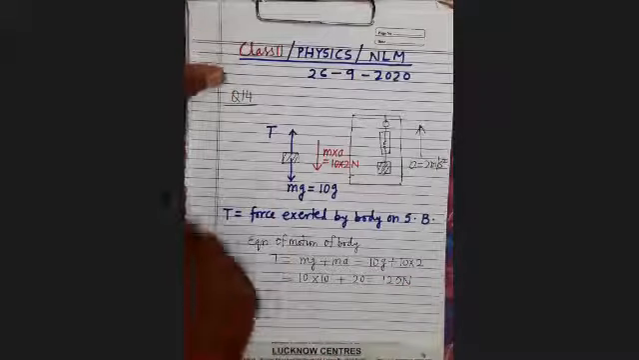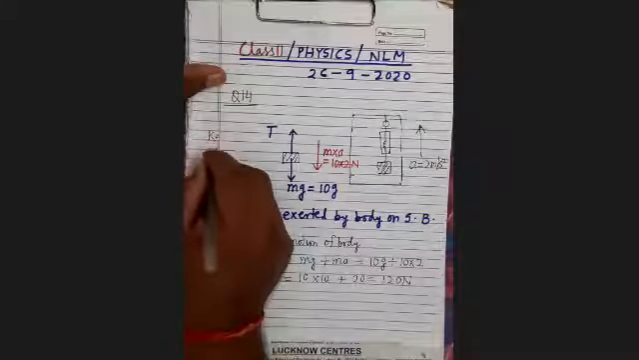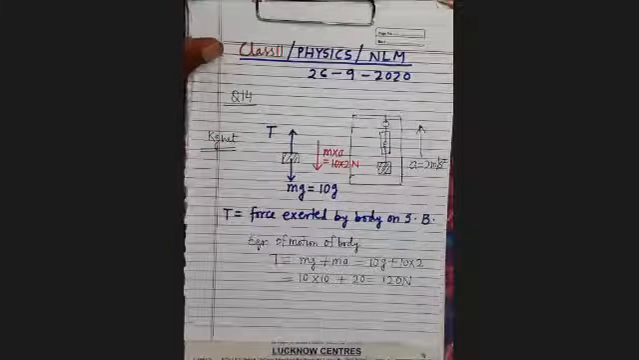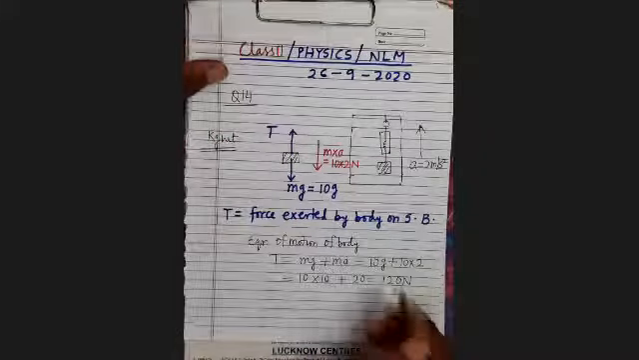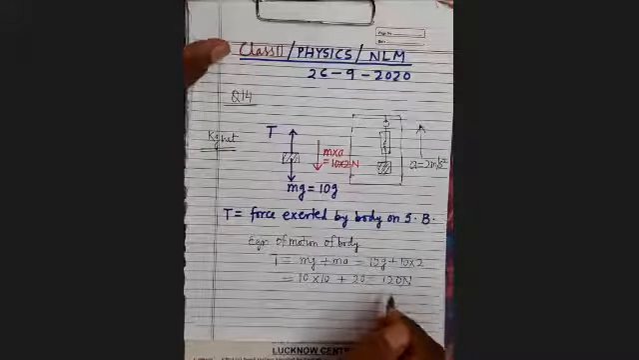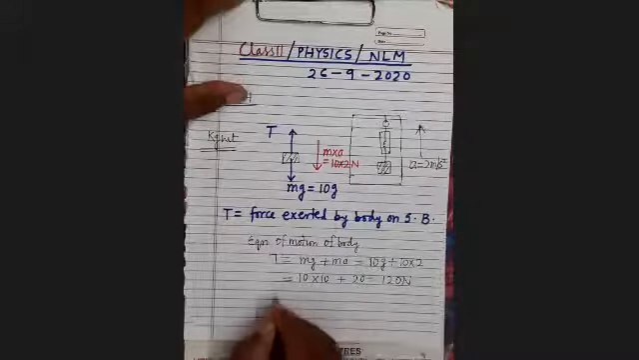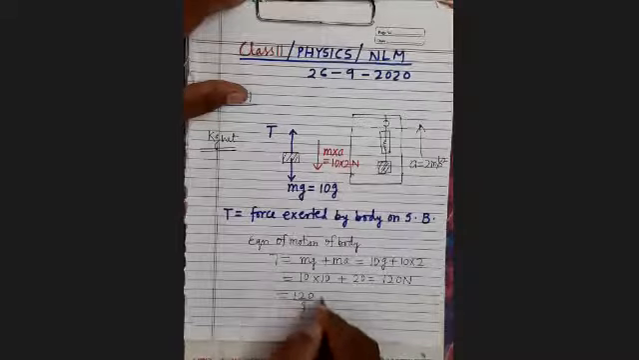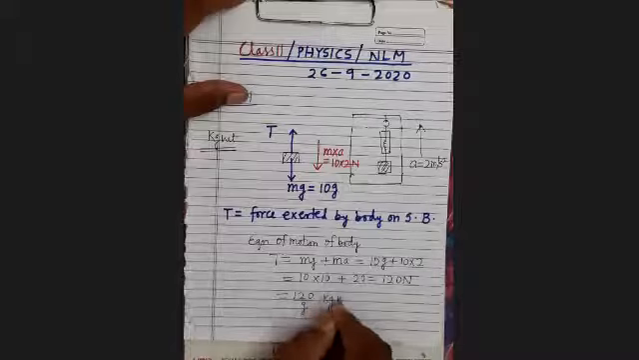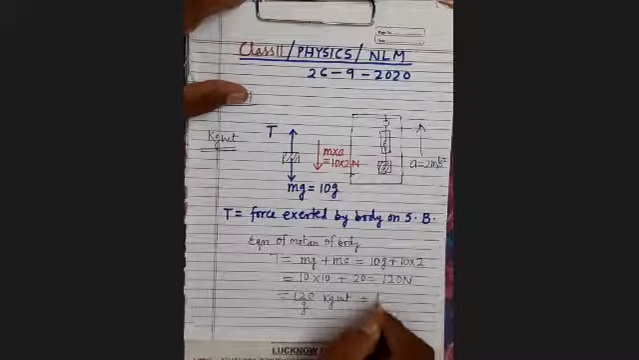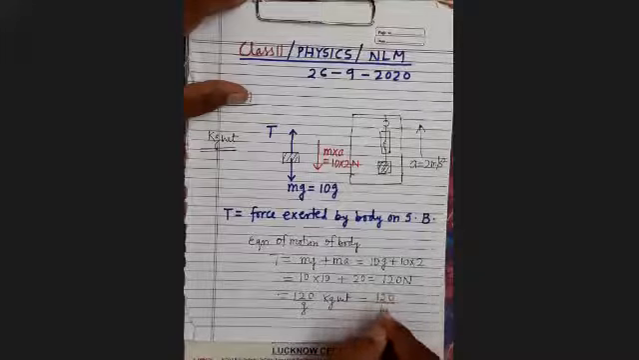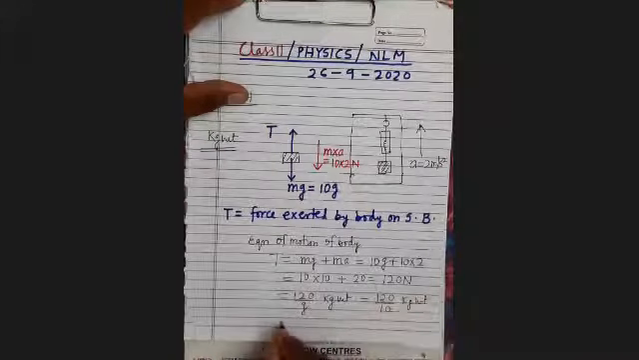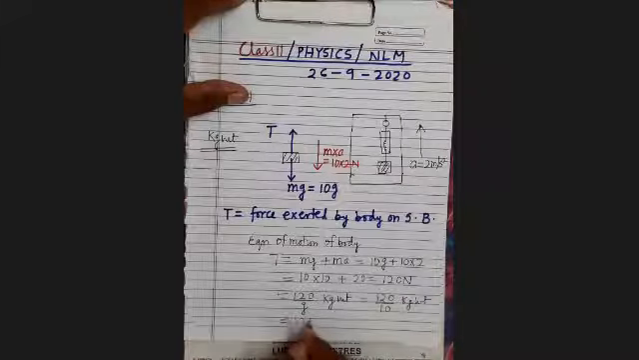But as we know, weight is always written in kilogram weight. Therefore, instead of writing in Newton, we write the weight in kilogram weight. So we will divide it by the value of g. That is equal to 120 upon 10, that is equal to 12 kilogram weight.